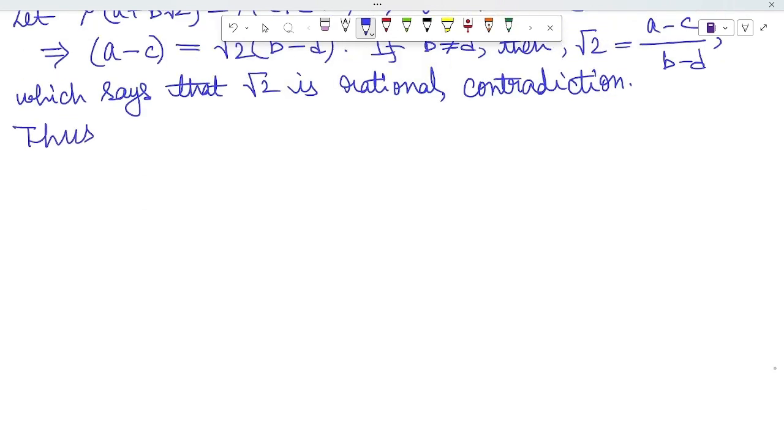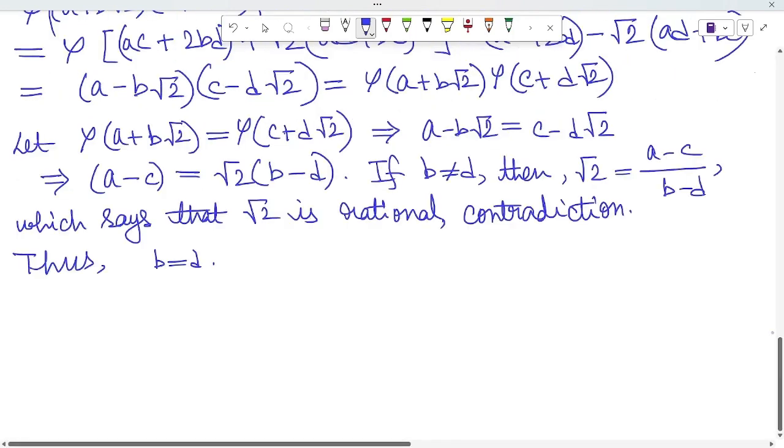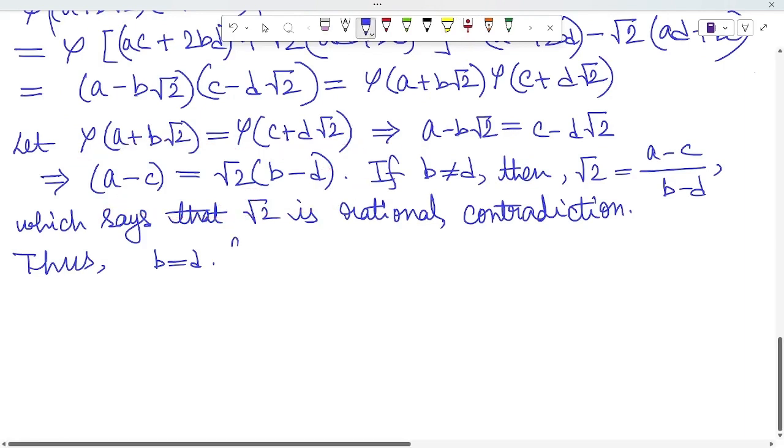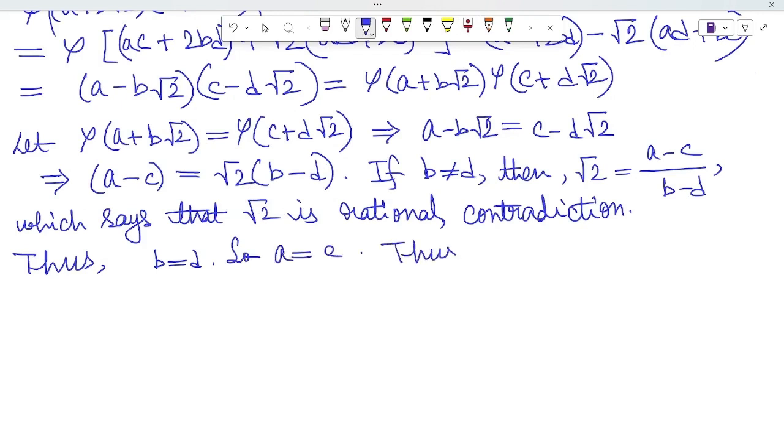Thus b equals d. Now if we put b equal to d here, that side is 0, so a equals c. Thus a plus b root 2 equals c plus d root 2, which shows that psi is one-one.